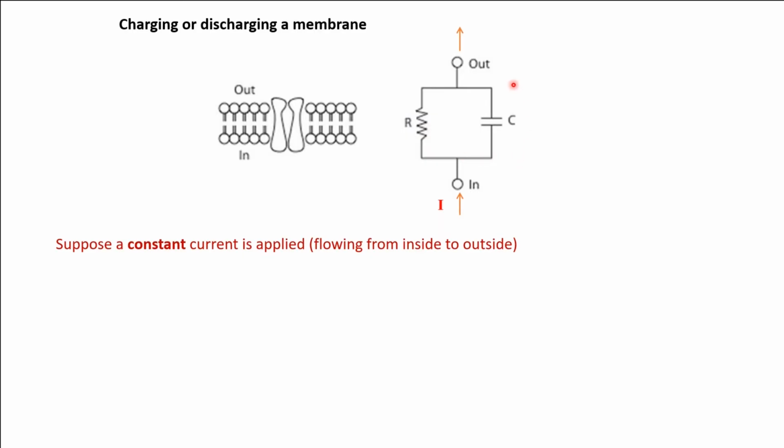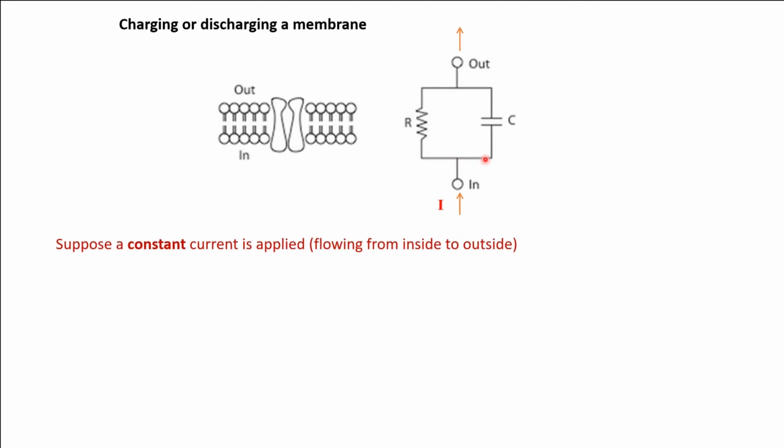So in the beginning, will the current split equally? No. The current will flow in a way that it can satisfy one very important requirement. And that requirement is that the voltage across this resistor, which is the voltage difference between these two points, and the voltage across the capacitor, which is also the difference between these two points, must be identical. The voltage inside relative to outside, whether we look at it through the resistor or through the capacitor, this voltage difference must be identical at every time point.